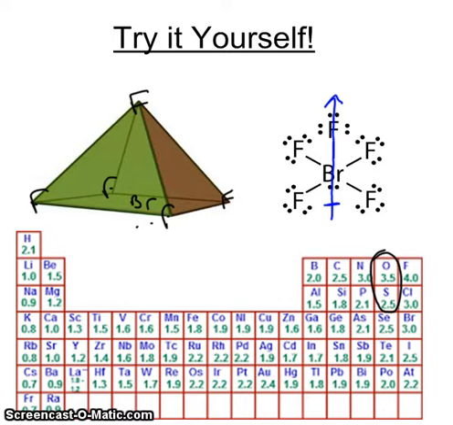But what we see is that these fluorines kind of cancel each other out. This one is canceled out by this one, and this one's canceled out by this one, because of symmetry. And so we really only have a dipole moment that goes right up through the pointy part of the pyramid, with the positive side being the bromine, because bromine is less electronegative than fluorine. So that's your little tutorial on drawing dipole moments.